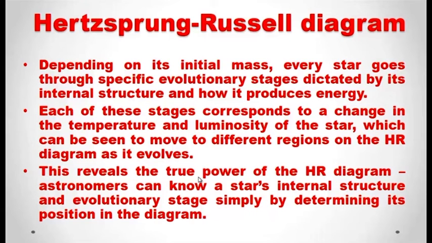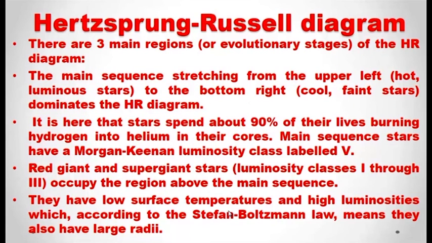This reveals the true power of the Hertzsprung-Russell diagram. Astronomers can know a star's internal structure and evolutionary stage simply by determining its position in the diagram. So they will plot the star in the HR diagram, and by knowing the position of the star, they will predict the evolutionary stage of the star. That's the beauty of the Hertzsprung-Russell diagram.